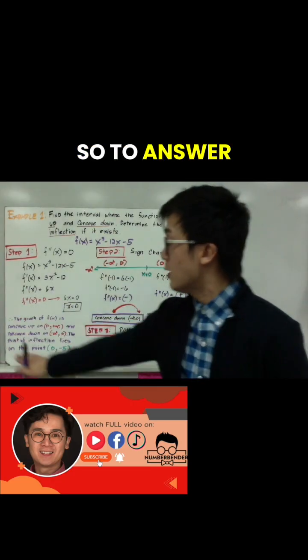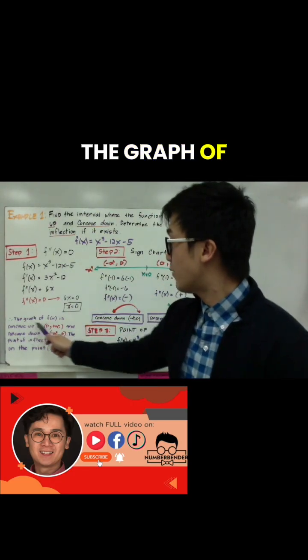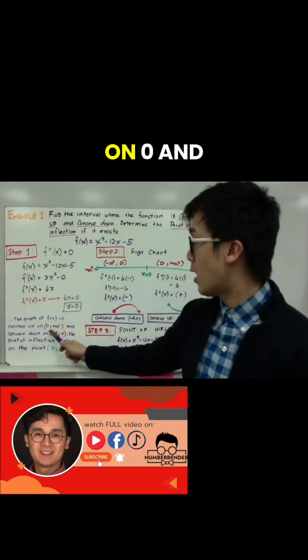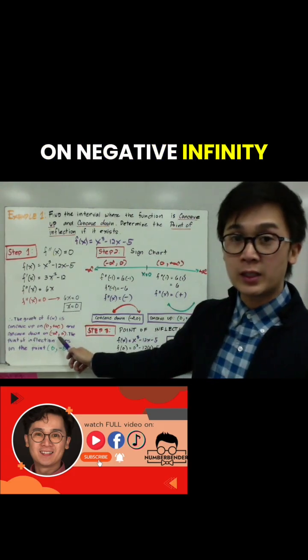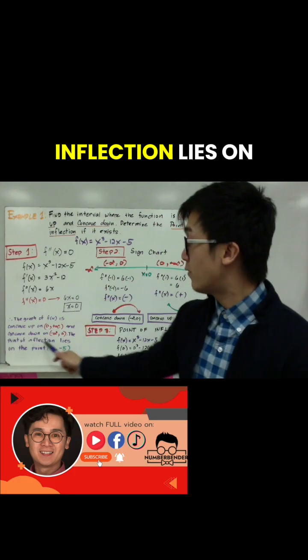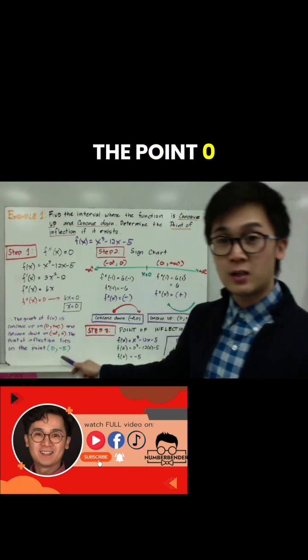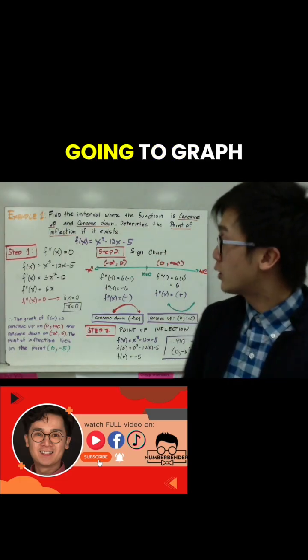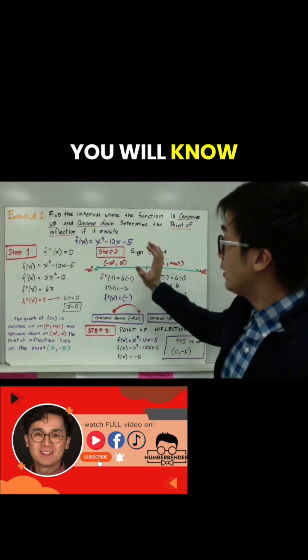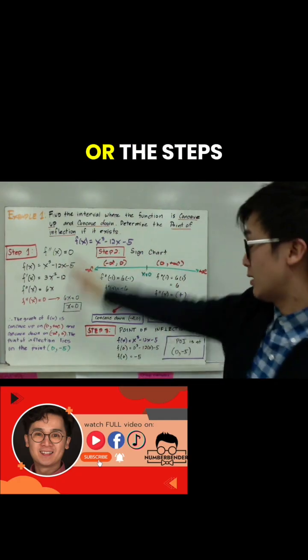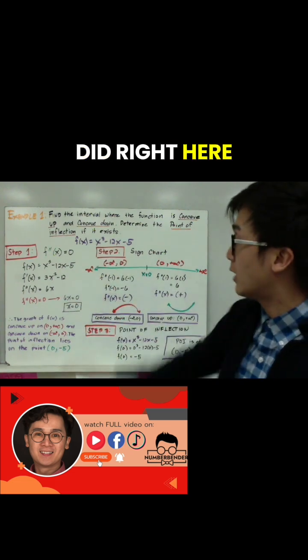So to answer the problem, the graph of f of x is concave up on 0 to positive infinity, and concave down on negative infinity to 0. The point of inflection lies on the point 0 and negative 5. Now, if you're going to graph x cubed minus 12x minus 5, you will know that the steps that we just did right here make sense.